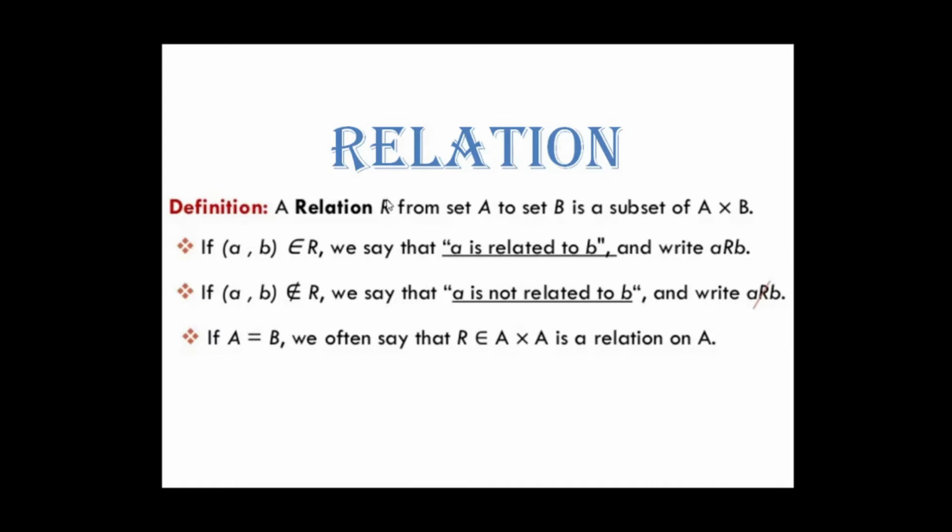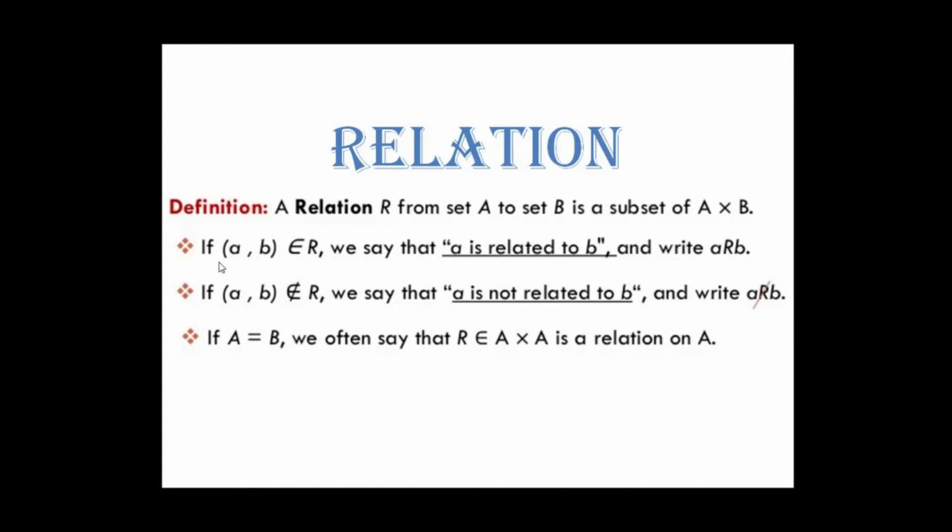Today I will discuss how a relation R relates two sets. This is the definition: a relation R from set A to set B is a subset of A cross B. A cross B means the Cartesian product of A and B. And the necessary condition is that sets A and B should be non-empty, meaning there should be something in A and B.